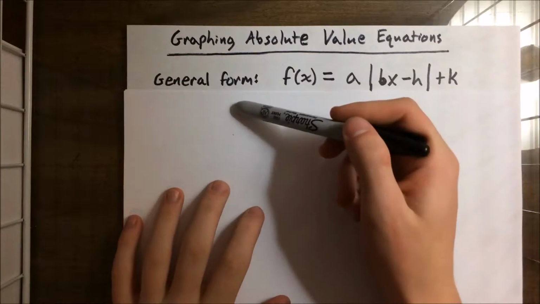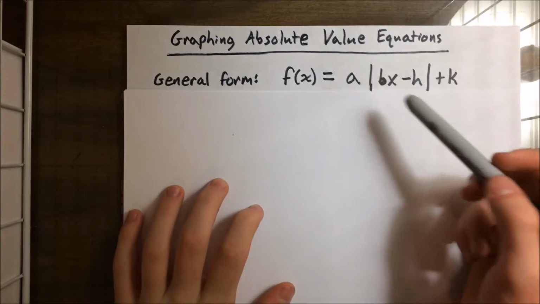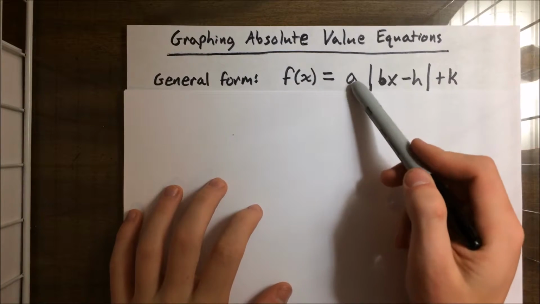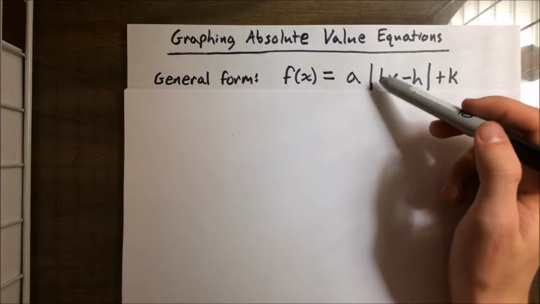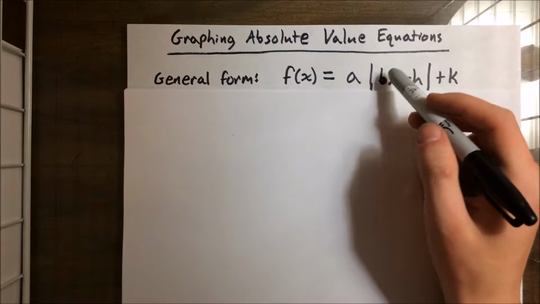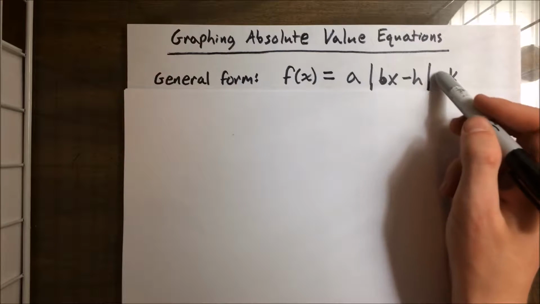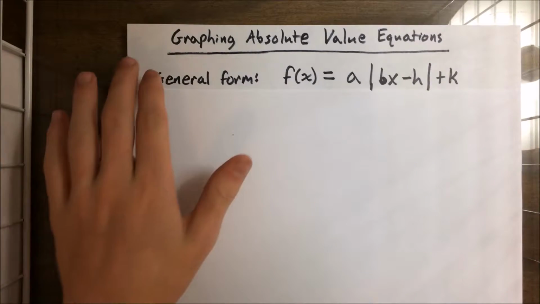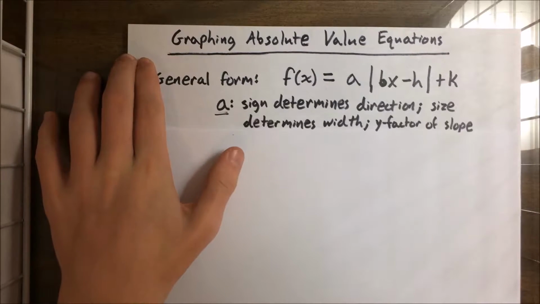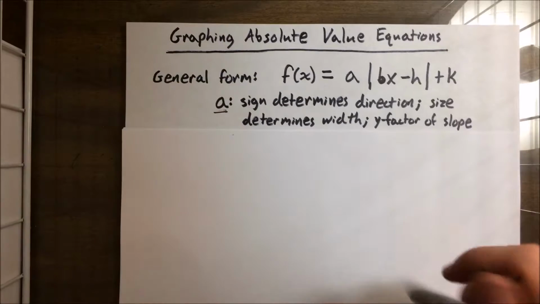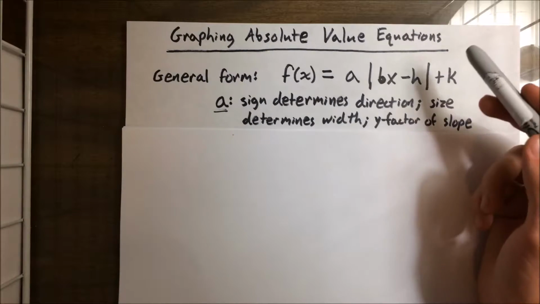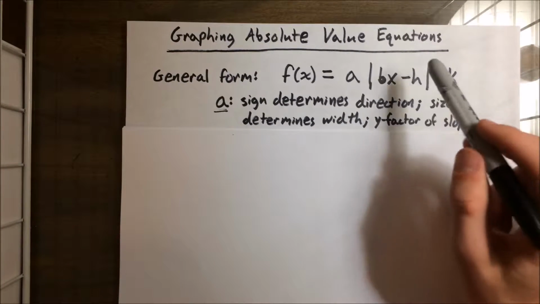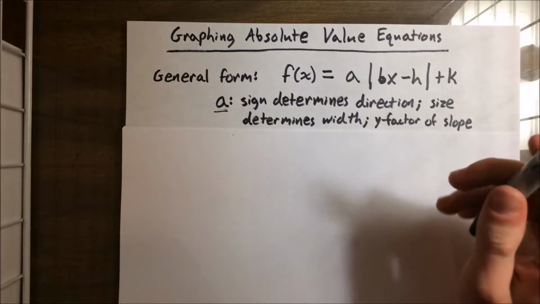So the general form for an absolute value equation is f of x is equal to a times the absolute value of bx minus h plus k. With this, the sign of a determines the direction, so whether or not it faces up or down. Negative being down and positive being up.